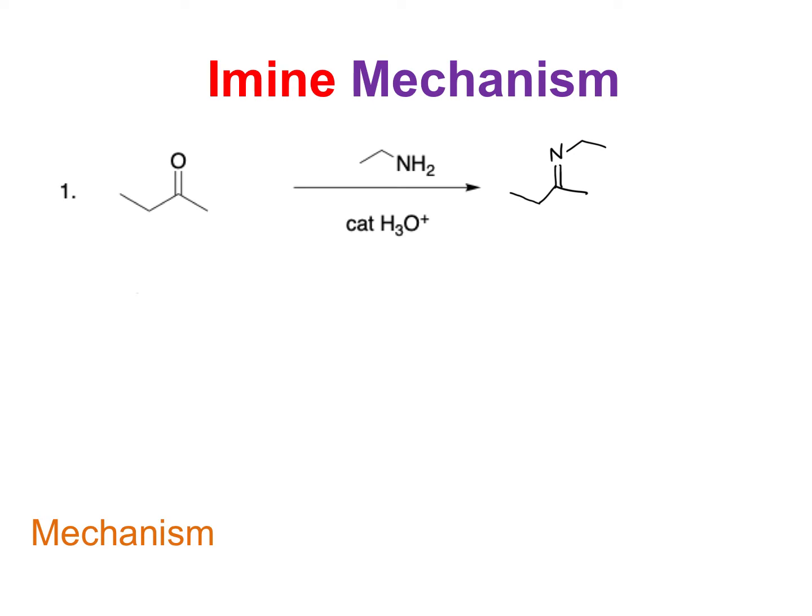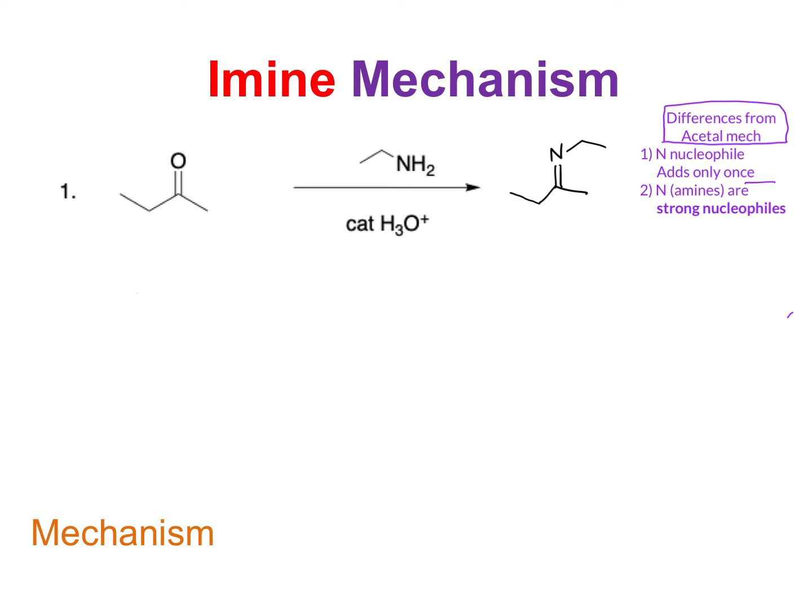All right, so let's get started on the imine mechanism. One thing that's good to know is that, as we said, it's similar to acetals, except first of all, the nitrogen is only going to add one time and not two times like the alcohol does in an acetal mechanism. The other difference is that nitrogen is a strong nucleophile. Because it's a strong nucleophile, it can add and you don't have to make a better electrophile. So basically the very first step of both of these mechanisms today is that the nitrogen nucleophile is going to add directly to the carbonyl first. So let's do that first. That looks like this.